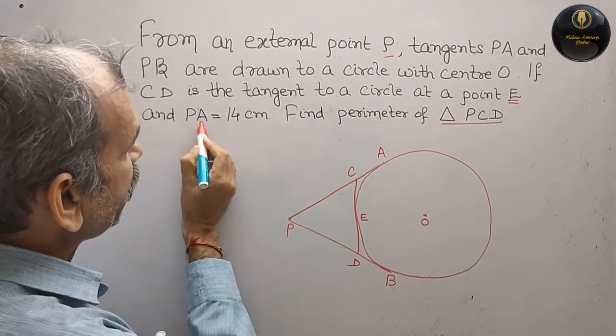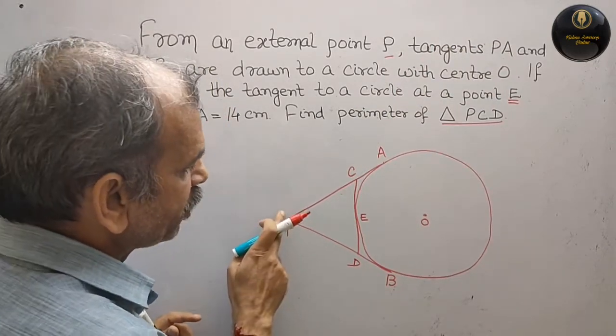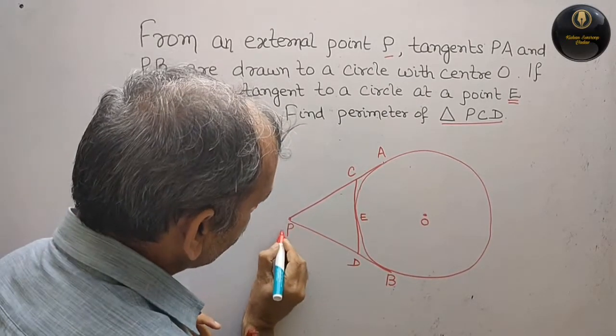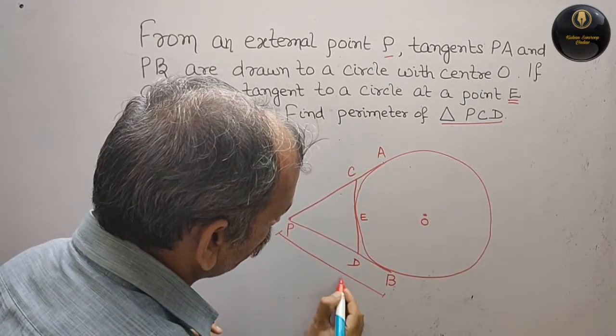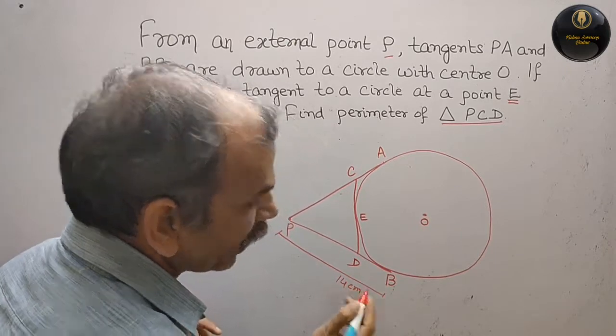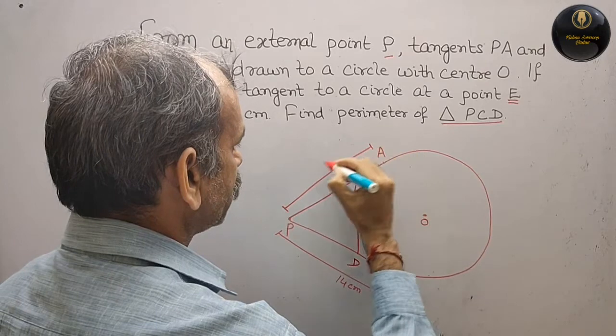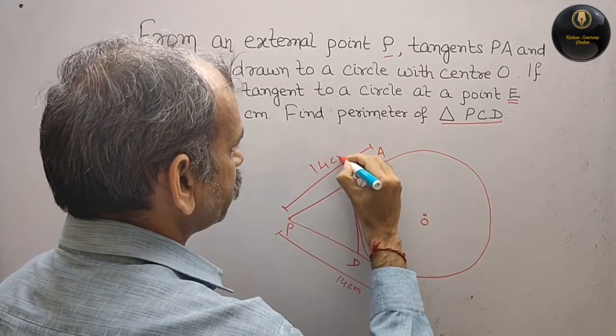And he has given PA is equal to 14 centimeter. That means from here to here it is 14. So that means from here to here it is 14. And the tangents are equal. From here to here it is equal, 14 centimeter.